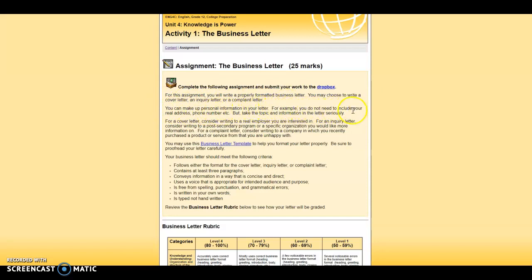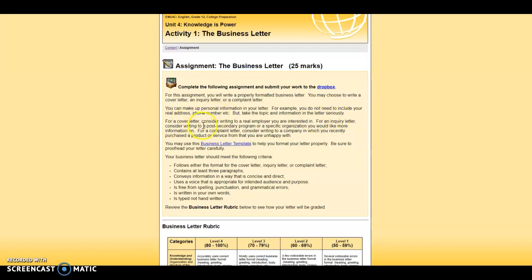You can make up the personal information in your letter. For example, you do not need to include your real address and phone number, but take the topic and information in the letter seriously. Some students might not feel comfortable including their real address and information, and that's fine. I'm the only one that will read it, but regardless, you can put in fake contact information if you want. But when you write the actual letter, the paragraphs in the letter, I want you to take it seriously and write a realistic and professional letter.